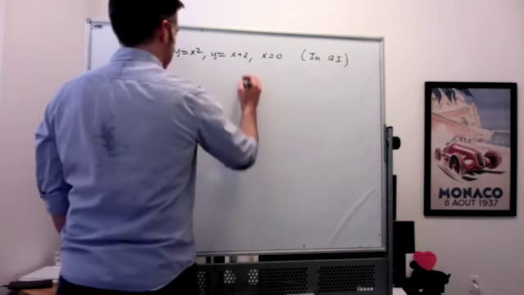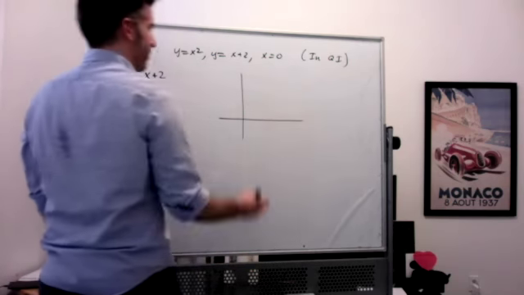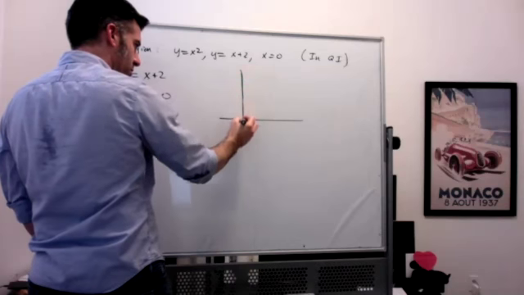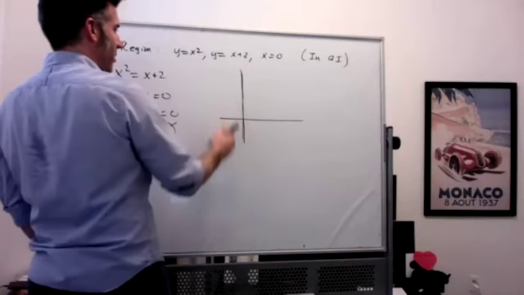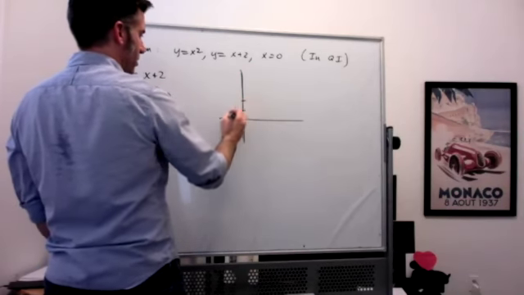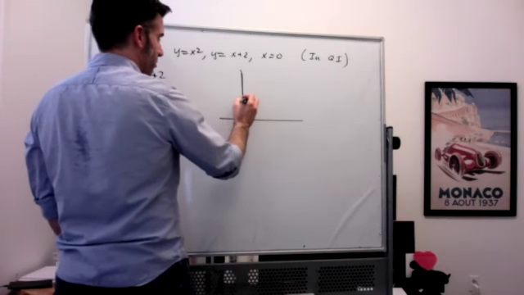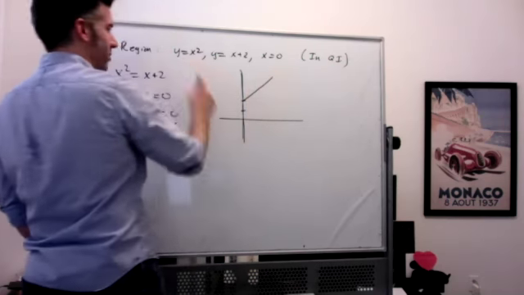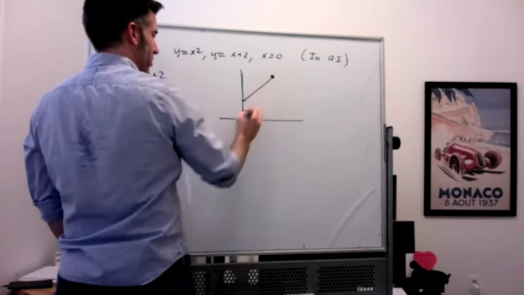So here's what we've got. We've got x equal to 0. We've got y equal to x plus 2, which looks like this. And we've got y equal to x squared, which looks like this.